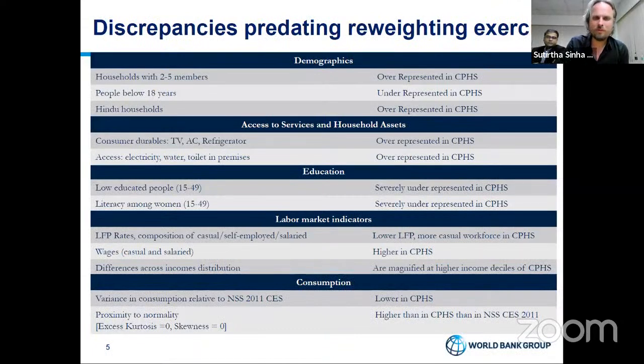In this slide, we briefly highlight the ways in which we observe some issues with representativeness of the CPHS survey, building on the work by Dreze and Somanchi. So, for example, we see that small households are overrepresented in the CPHS compared to other nationally representative surveys for India. We see that households with low educated members are severely underrepresented in the CPHS, and so forth and so forth.